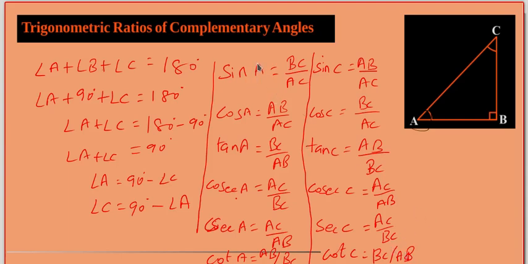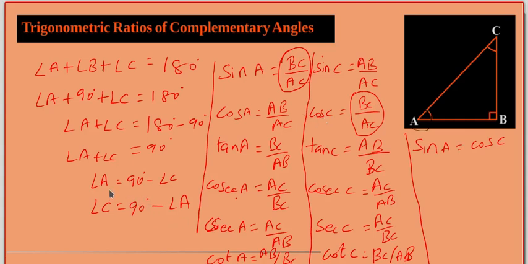Now let me compare for angle A and angle C. Look at BC divided by AC. These two are equal. So sin A equals cos C, isn't it? Let me take only one pair, and from that we will explain. Both of the ratios are equal now, so we can equate these two. So sin A equals cos C.